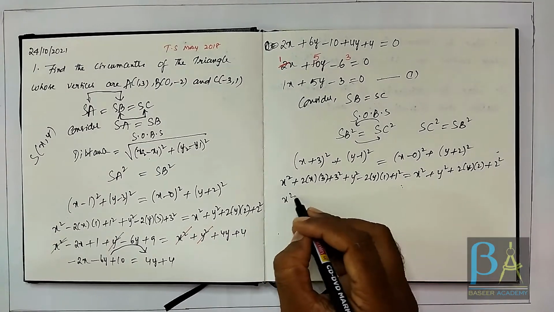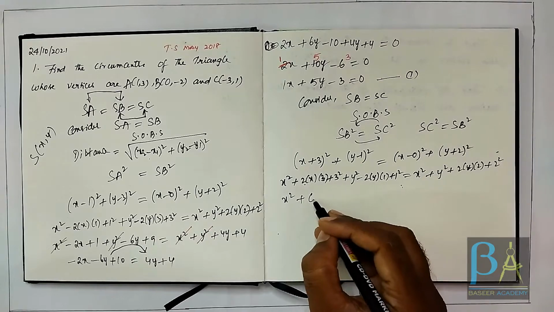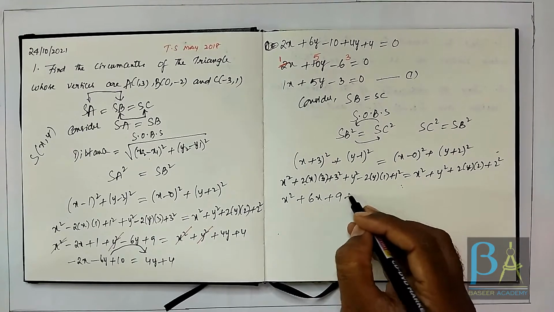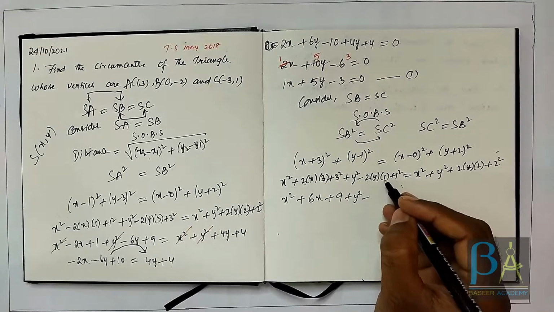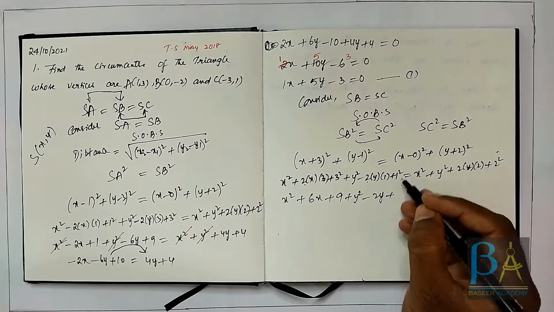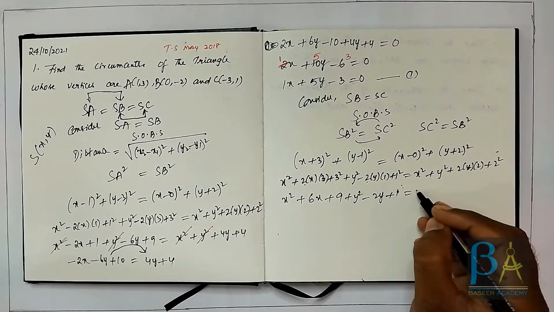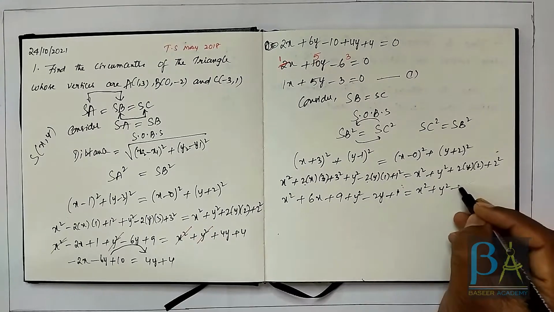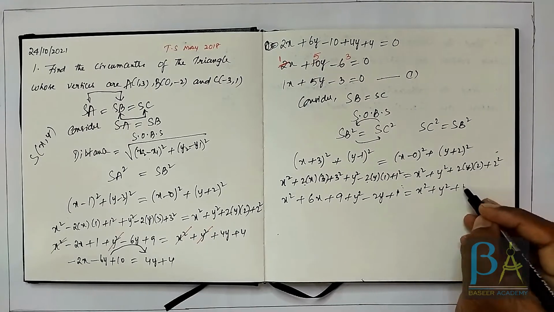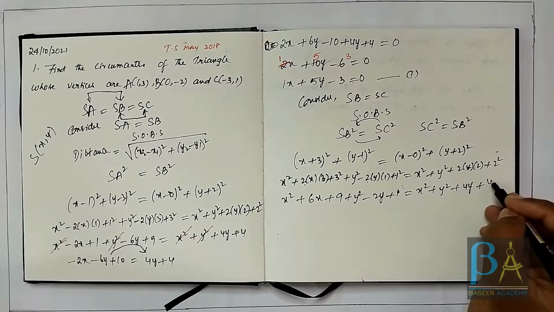Now this is x square plus 2 into 3 is 6, 6 into x is 6x, 3 square is 9. This is y square, 2 into 1 is 2, 2 into y is 2y, 1 square is 1 into 1, which is 1 itself. X square plus y square plus 2 into 2 is 4, 4 into y is 4y, and then 2 square is 4.